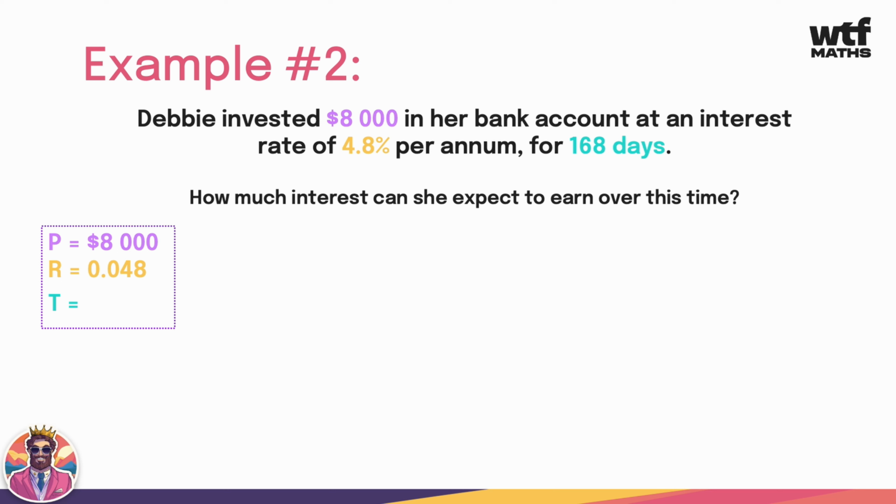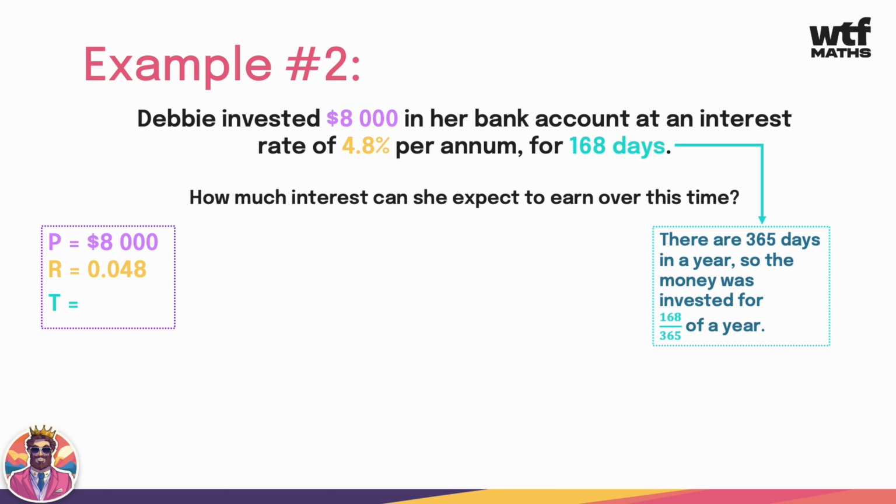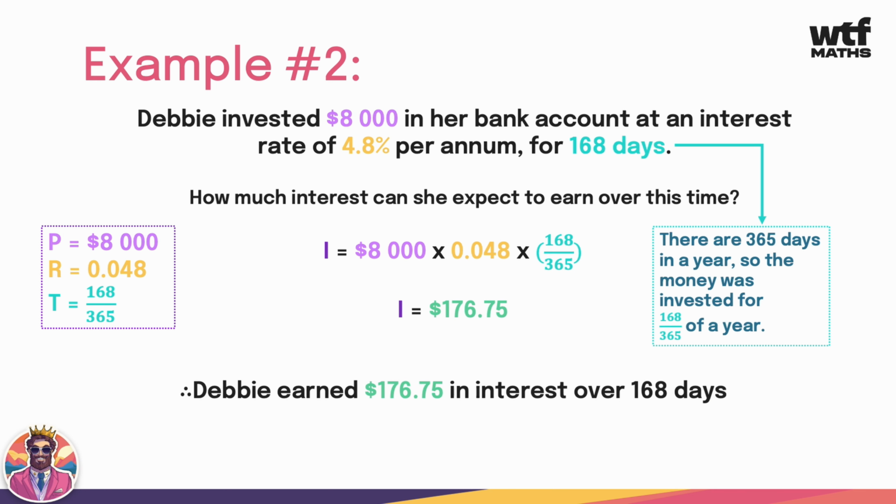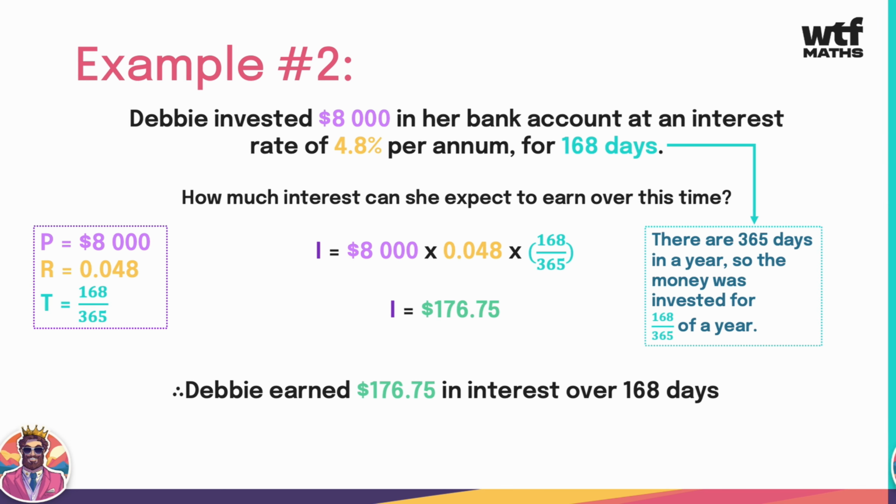So let's think in our head. 168 days. How many days are in a year? Well, there are 365 days in a normal year. So our fraction that we're going to use is 168 out of 365. So let's substitute those numbers in, grab our calculator, make sure to remember those brackets, and when we type it all in, we should get $176.75. So Debbie earned $176.75 in interest over those 168 days.